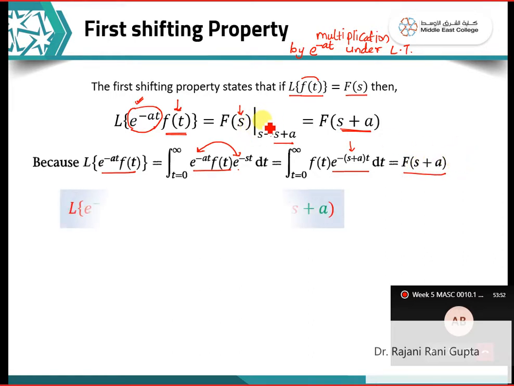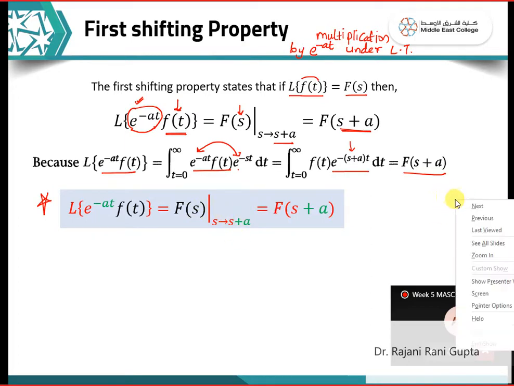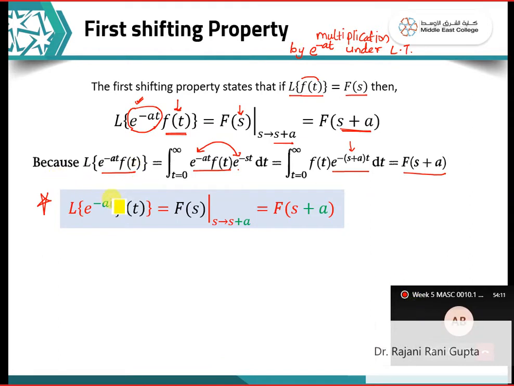Okay, so we have to focus on this rule. How does it work? Laplace transform of e power minus at f of t is equal to F of s, with s replaced by s plus a. It has two terms. What are those two terms? First, you have the function f of t. What are we doing with this function? We use it to find the Laplace transform by using the standard rule. This is what is given here.